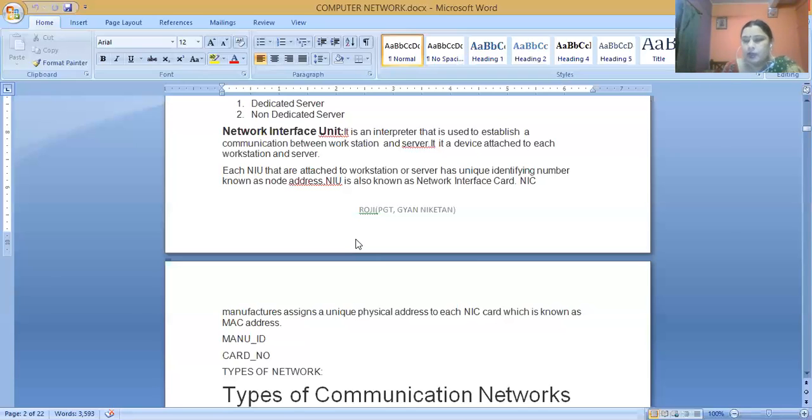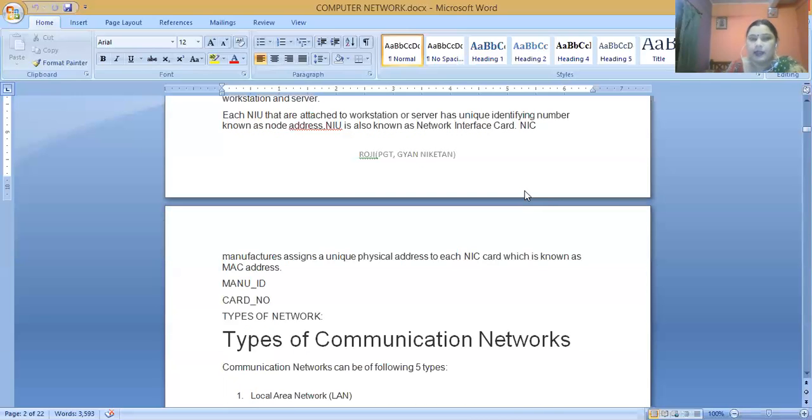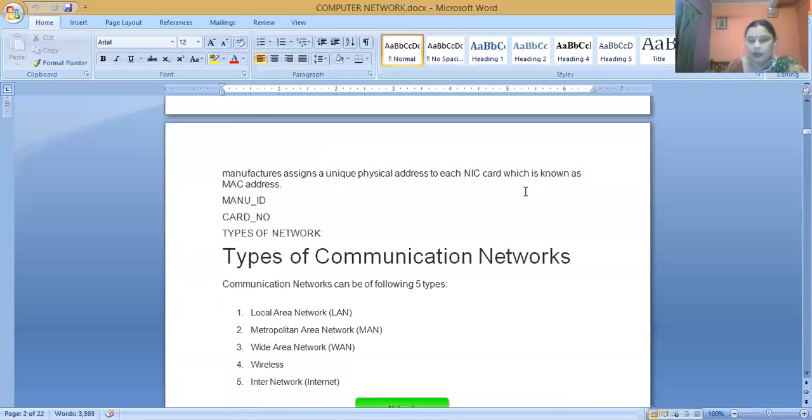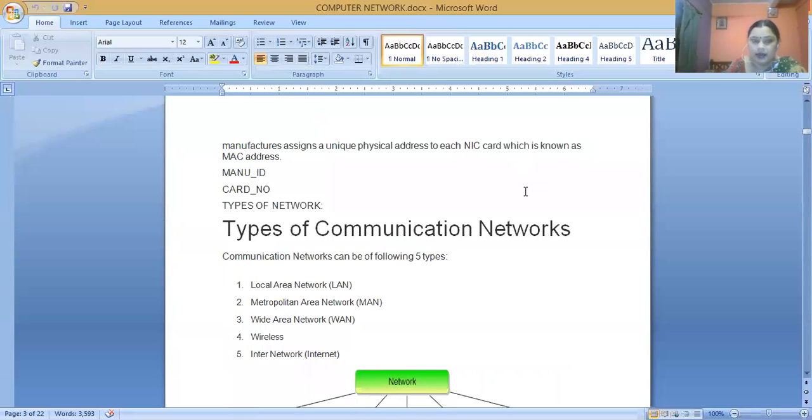Each NIU, network interface unit, attached to the workstations or server has a unique identifying number, and this unique identifying number is known as the node address. This is also known as the network interface card, sometimes we call it NIC card.